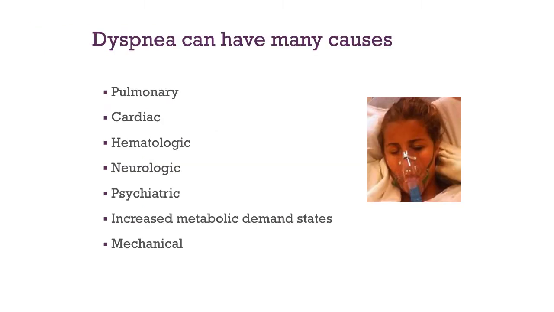The causes for dyspnea obviously can be multiple. It could be pulmonary, it could be cardiac, you could be feeling dyspneic because you are not oxygenating and pumping effectively. It could be hematologic, we're anemic and we don't have enough red blood cells, so again, we're a little bit on the hypoxic side. Neurologic, we've got a neuroventilatory dissociation. It could be psychiatric, I feel anxious. Increased metabolic demand states, I've got a fever, I've got some type of a very aggressive cancer going on, or mechanical.